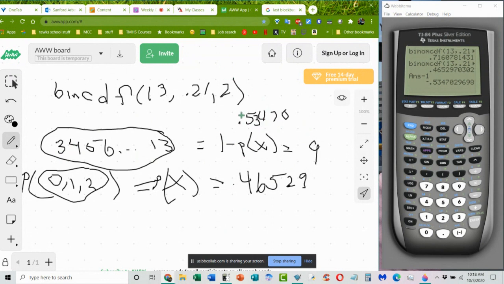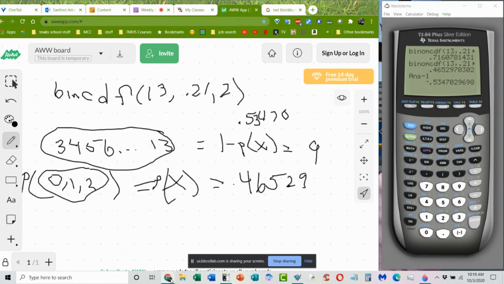Even though there's only a 21% chance of a person going, because I have all these things, that adds up, and my expected value was only, I don't remember what it was now. 2.7, so about three. So the probability of three or more happening is still over 50%, even though the probability of each individual person going is 21%.